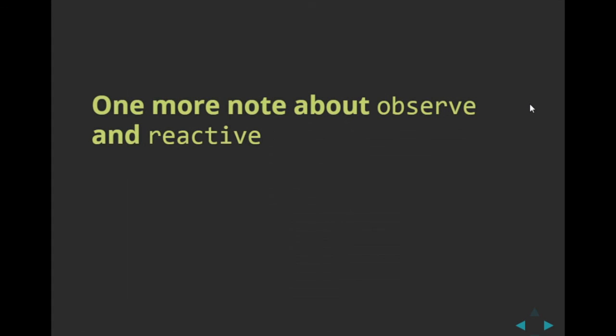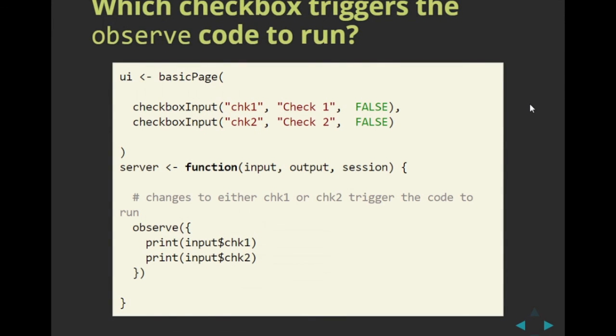And I want to make one more point about observe and reactive, and I'm going to use an example bit of code. So the question for you is, we've got two checkboxes here, check1, check2. Which checkbox is going to trigger the code in observe to run? Whichever the user changes, right? And sometimes that's desired behavior, and very often that's not desired behavior.